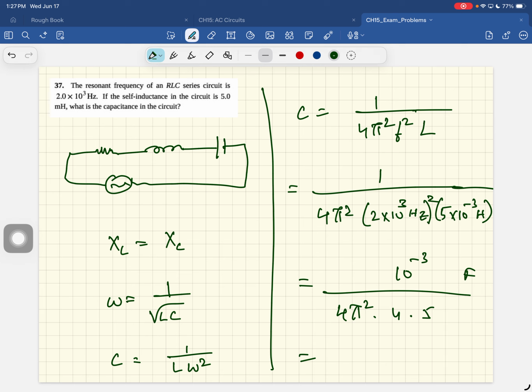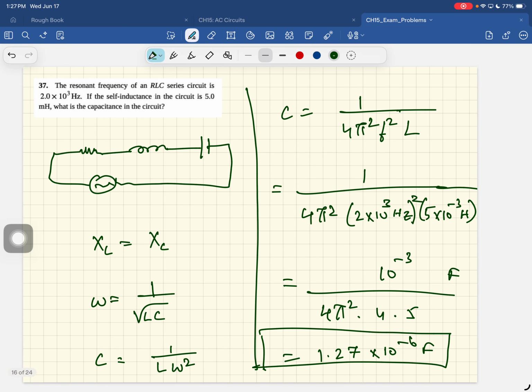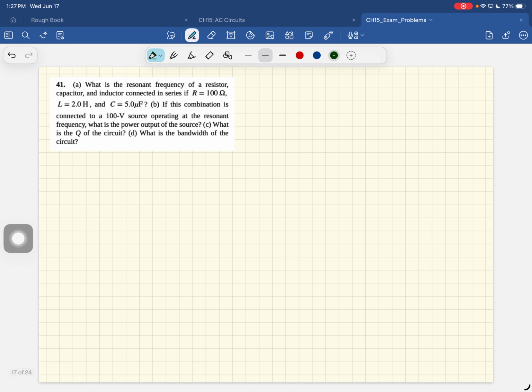What is the resonant frequency? We found the resonant frequency. There's the resonant frequency. L by R, okay. So that's 632 divided by 100, 6.32. So the quality factor is 6.32. That's just a dimensionless number.